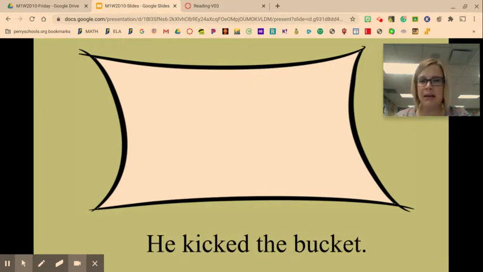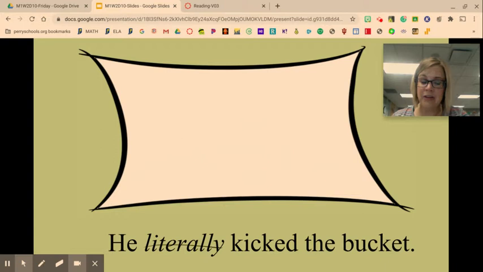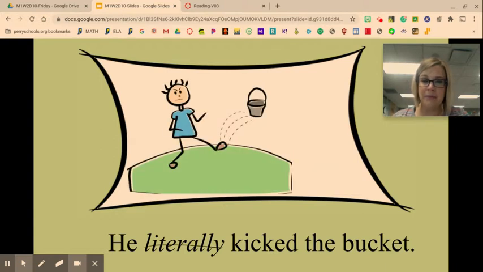He kicked the bucket. This one's a little bit of a sad one. If someone kicks the bucket, they die. So if someone says he kicked the bucket, that means he died. Literally, he kicked the bucket would be if there was a bucket on the ground and he kicked it.